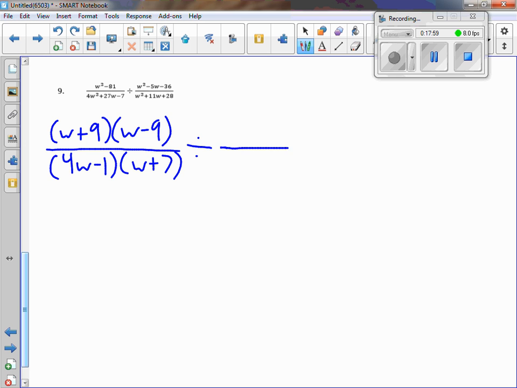Divided by, on top here, we'll get w minus 9, w plus 4. On the bottom, we get w plus 7 and w plus 4. Both of the top and bottom there are trinomials, so all we're doing is adding and multiplying. Then we keep multiply flip.